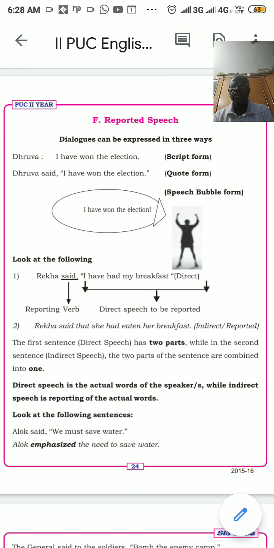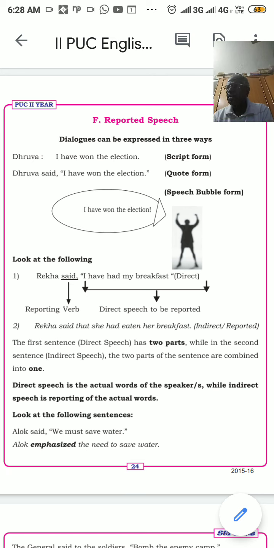Number 1. The inverted commas are removed. Remove the inverted commas. Second, in statements. Statements means in an assertive sentence or exclamatory sentence. In statements, the 2 parts are joined by that. You must be careful. In no other sentence is it joined. For example, it may be a WH question, yes or no question or anything. There we don't use that. But in a statement, we combine the 2 parts.